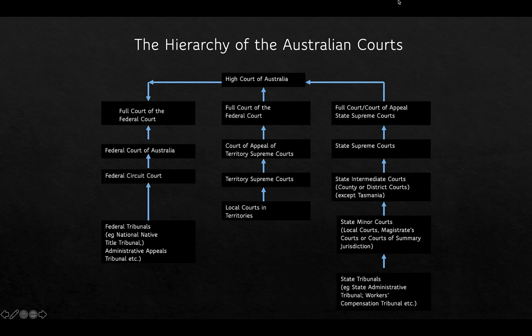Essentially, each of these courts deals with certain matters, and they can escalate if people appeal. In the middle there we have the local courts in territories. So territories in Australia are different from states. They have their own system. And then on the left we have the federal courts, which start off with federal tribunals, things like the National Native Title Tribunal, for example, Administrative Appeals Tribunal, which go to the Federal Circuit Court, Federal Court of Australia, and then the full court of the Federal Court.